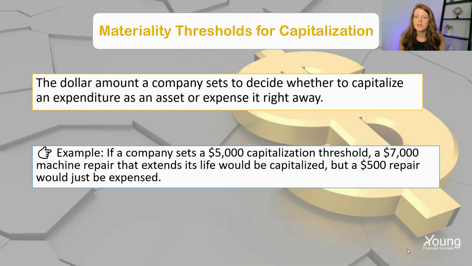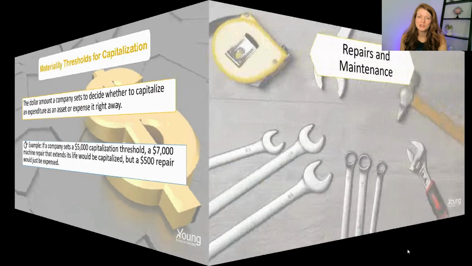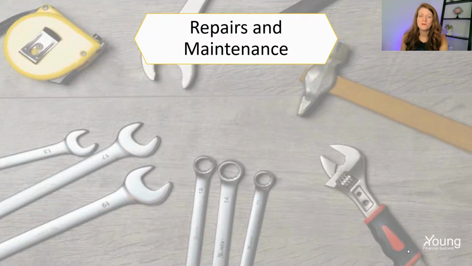So the example here: if a company sets a $5,000 capitalization threshold, a $7,000 machine repair that extends its life would be capitalized, but a $500 repair would just be expensed. And I've worked at companies where $500 was the threshold. Anything below $500, we just expense it out. If it's above $500, then we'll actually record it on the balance sheet. So every company is going to be different. So just prepare for that as you go into the working world.